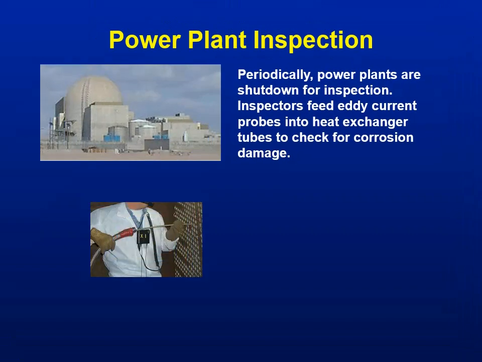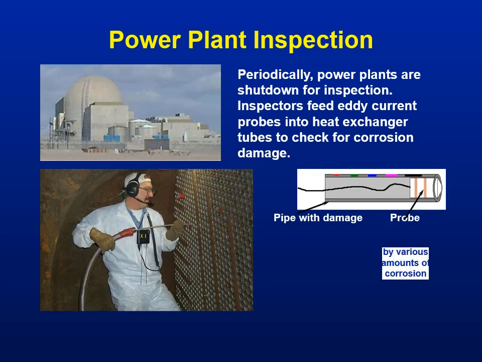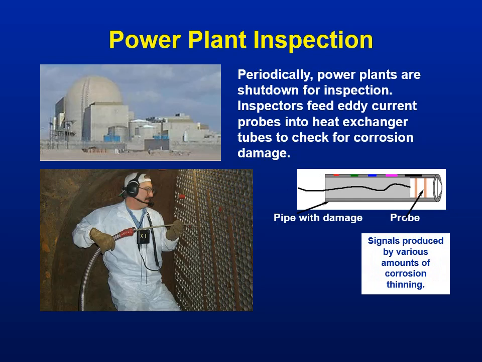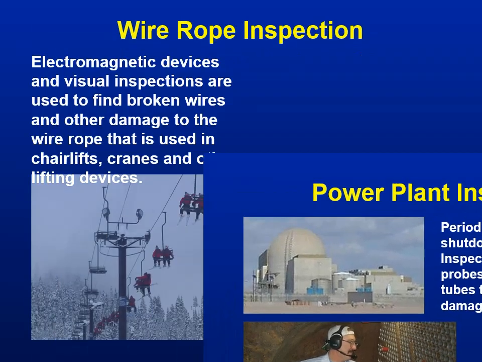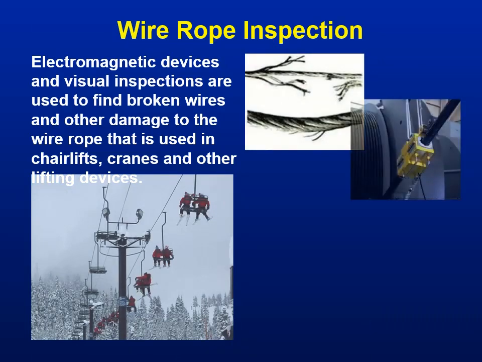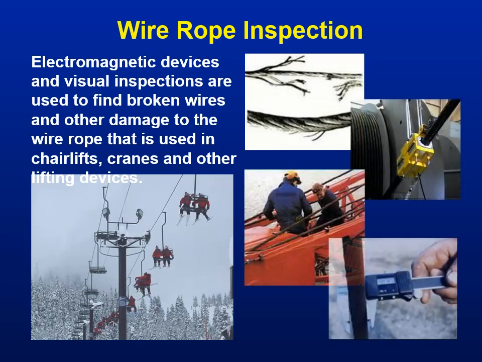Power plant inspection. Periodically, power plants are shut down for inspection. Inspectors feed eddy current probes into heat exchanger tubes to check for corrosion damage. Wire rope inspection. Electromagnetic devices and visual inspections are used to find broken wires and other damage to the wire rope that is used in chairlifts, cranes and other lifting devices.